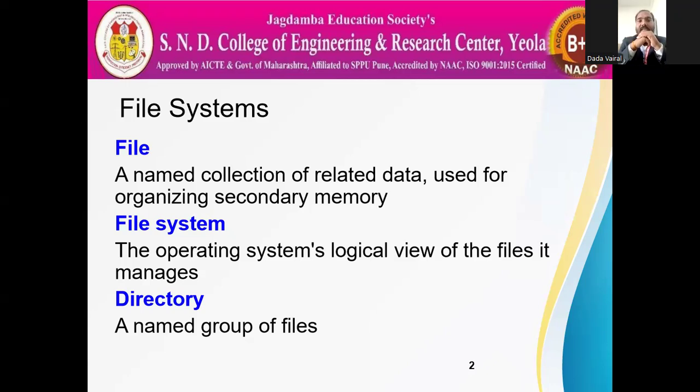A directory is a name or group of files. Means a directory, in Windows we can say a folder. In a folder there are many files, that is a directory. Two basic concepts are there: what is a file and what is a directory? In simple words, a file contains information which is all organized in secondary memory, or a collection of related data. Some related data stored in a directory, which is a group of files, which contains a group of files, that is a directory.